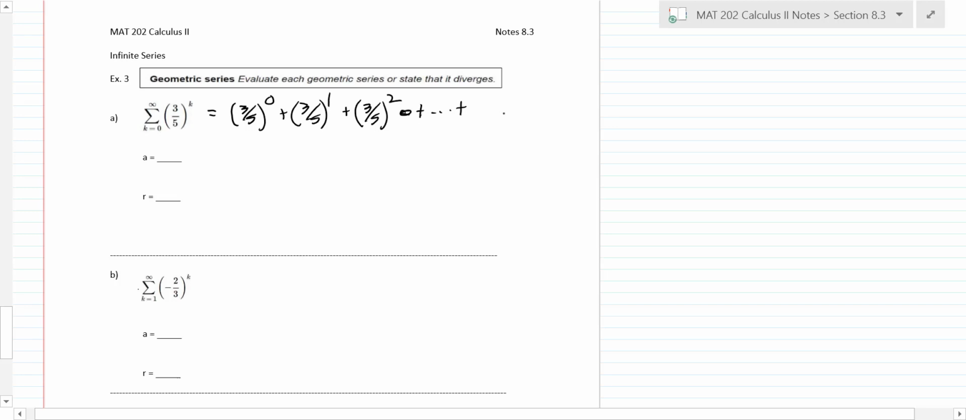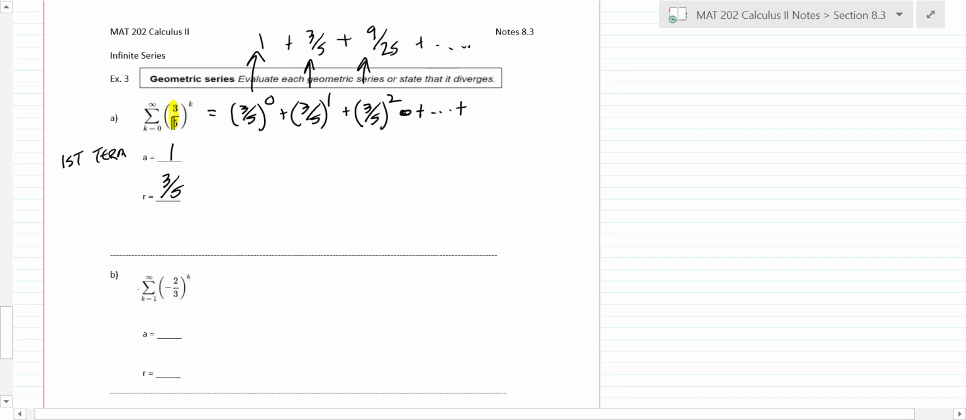Okay, so what is A in this problem? It's 1. Remember, A is always the first term, so that's going to be a 1. Then you're going to have 3/5, then 9 over 25, and so forth. So that's how that series goes. Okay, what's R? 3/5. Remember, it's staring you right in the face. It's right there. That's R.